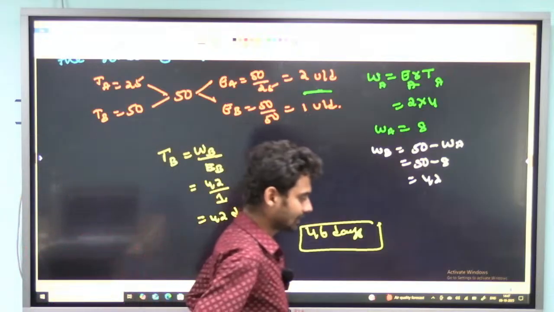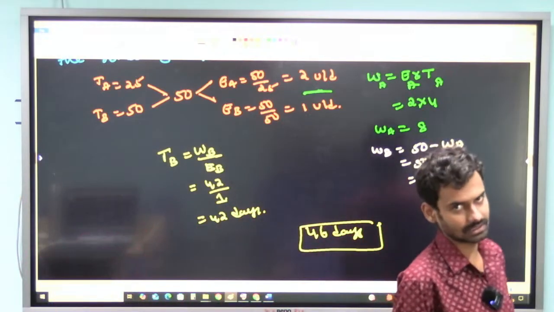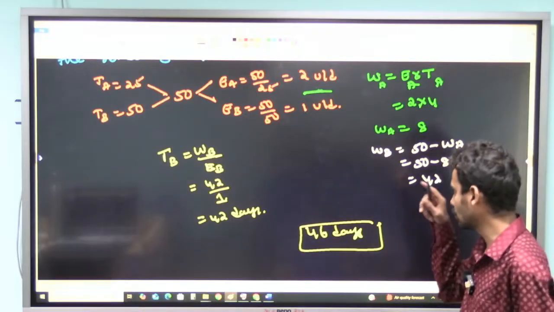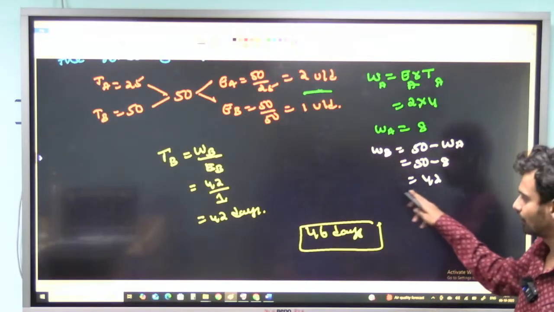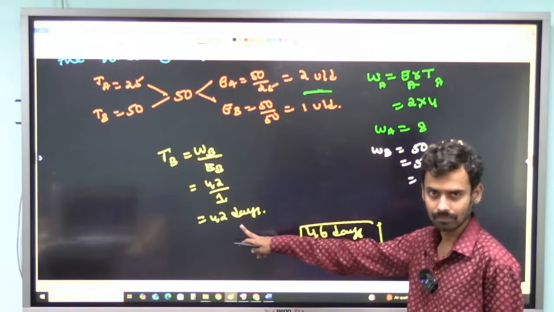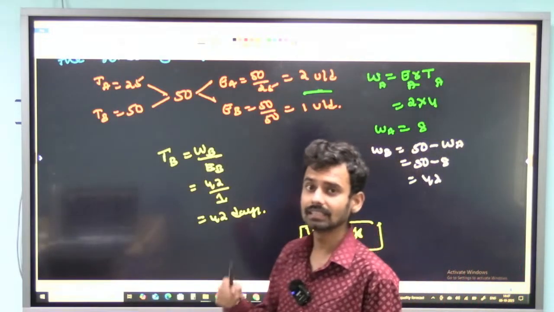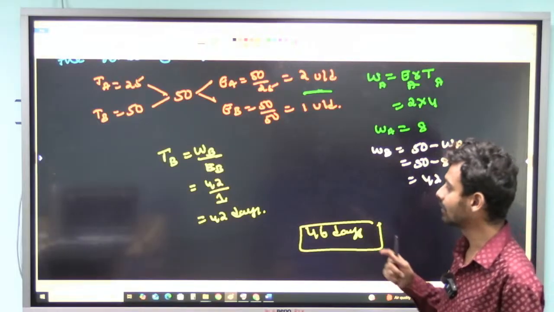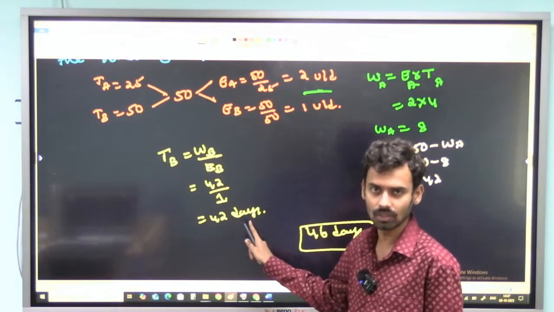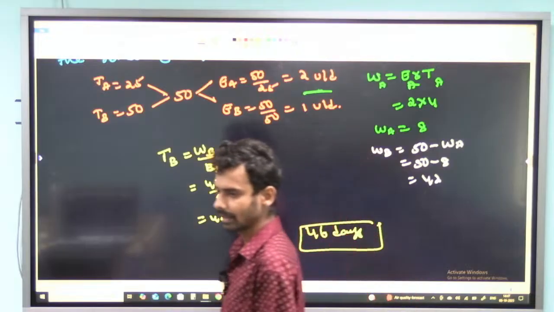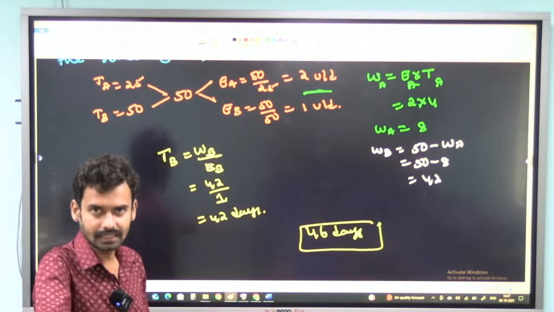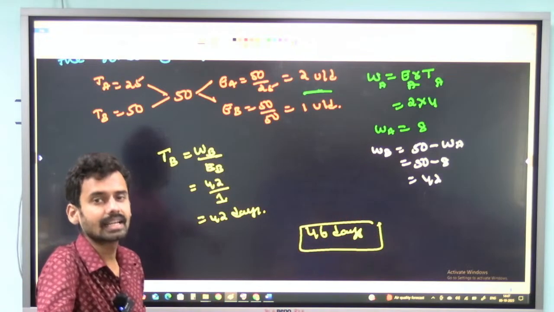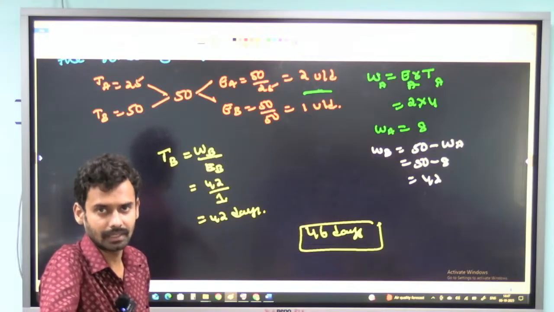Suppose the question is asking in how many more days the work is completed, then they will be talking about only the remaining work, 42 units. So 42 units requires 42 days. So there are two types of question. In how many days is the work completed? The work is completed in 46 days. In how many days is the remaining work completed? Then you need to consider only 42 days. So this is how one person started working, then he leaves, the second person comes and continues the work. This is the one type of question.